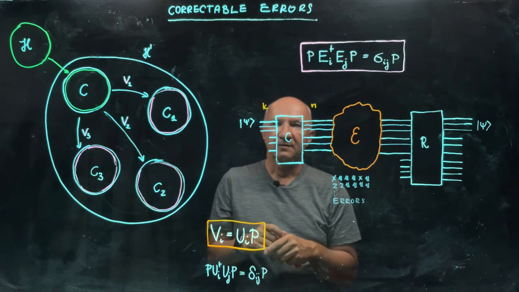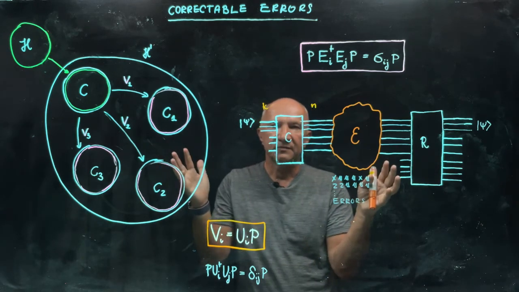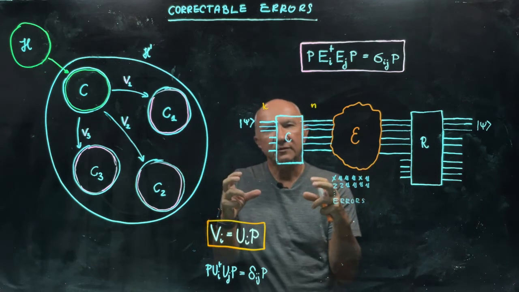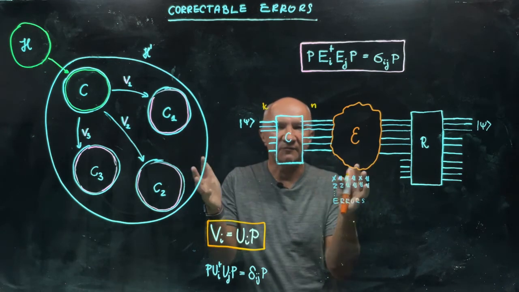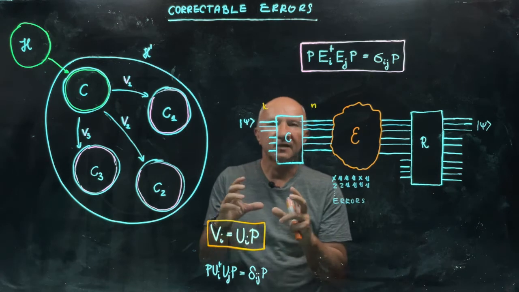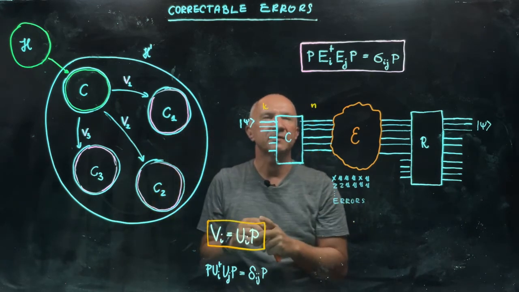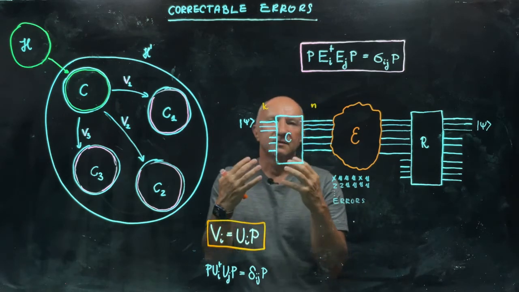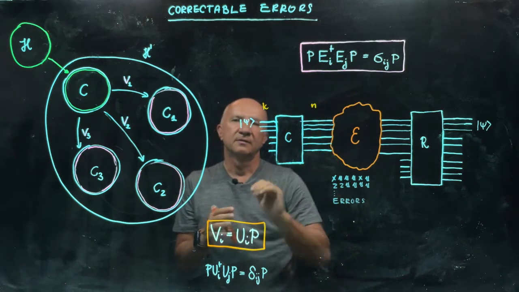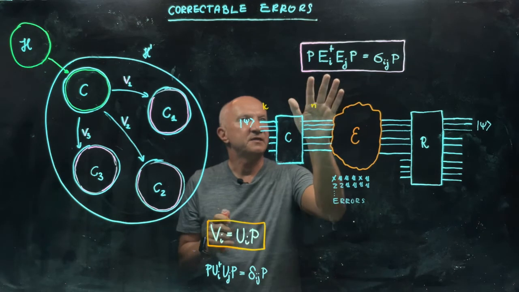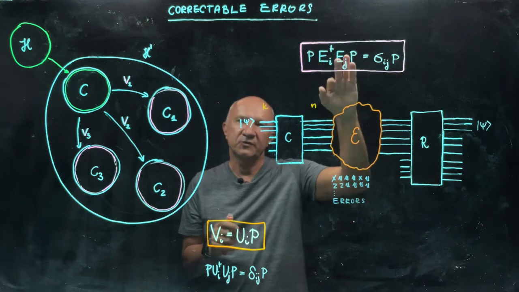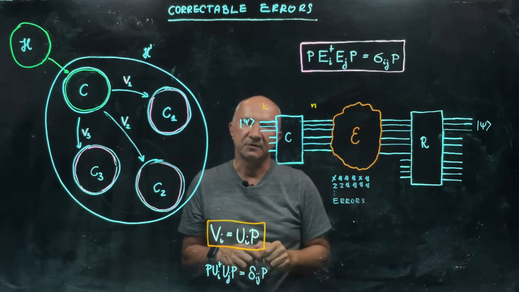So this condition then tells you which quantum errors, which are induced by the environment, are correctable. So if you are given a set of errors, and if you want to design a code that corrects for this set of errors, then the code is a subspace in this higher dimensional Hilbert space, and this code corrects for the set of errors if the errors and the projector satisfy this condition here.